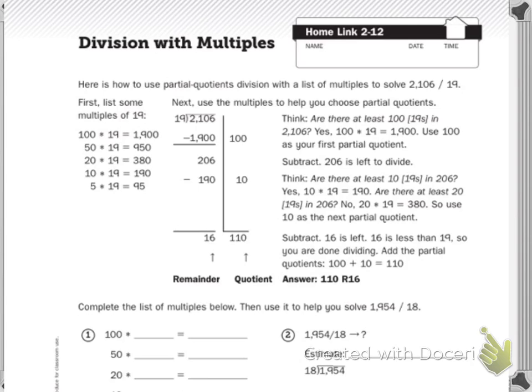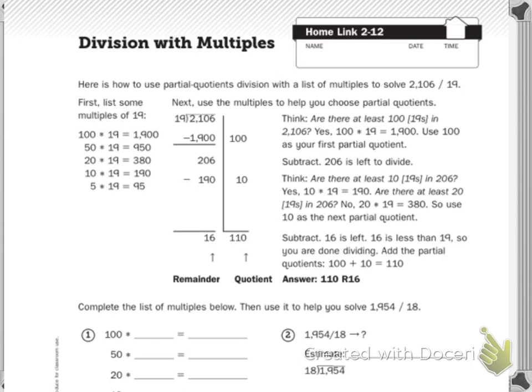Are there at least 20 19s in 206? No. 20 times 19 is 380, so use 10 as the next partial quotient. Subtract. 16 is left. 16 is less than 19, so you are done dividing. Add the partial quotients. 100 plus 10 equals 110 with a remainder of 16.